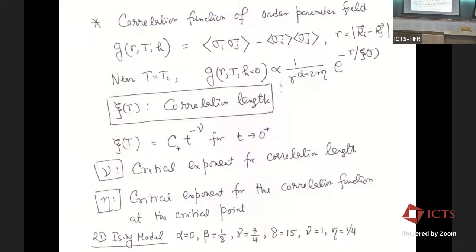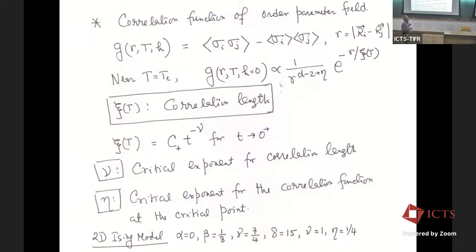Eta is another critical exponent. I've told you about alpha, beta, gamma, delta. This eta is another critical exponent that tells you about the power of this prefactor. More importantly, it falls off exponentially over a length scale, which is this correlation length that I told you about. So the correlation will go to 0 as r goes to infinity. And there is a length scale that tells you about how fast it goes to 0 as you increase r.